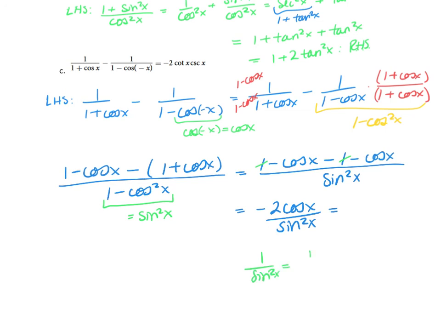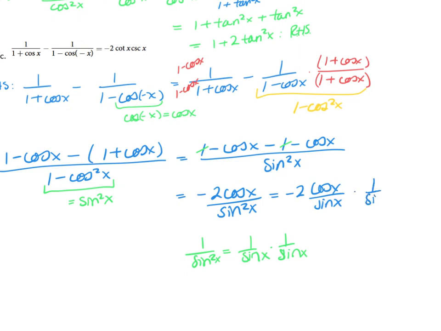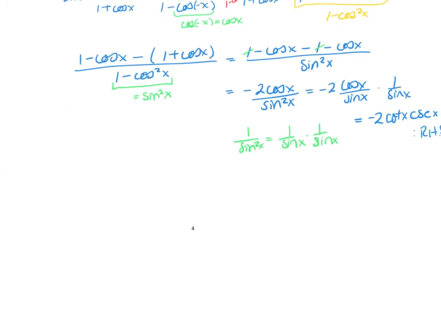I'm going to write this as negative 2 the cosine of x over one of those sine x's, and then multiplied by the other 1 over sine x. So when I get done, I get negative 2 cosine over sine, which is cotangent of x, and 1 over sine is the cosecant of x, CSC of x, which does indeed give me the right hand side. All right, so that's it.